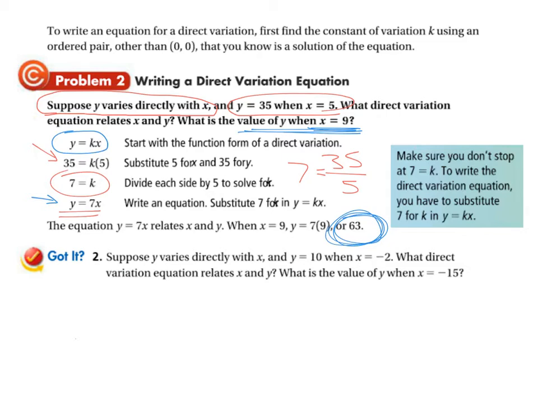Okay, so we know that y varies directly with x, so it's one of these types of situations. So we can say k is equal to y divided by x, or k is equal to, in this case, y is 10, and x is negative 2, is what they told us.